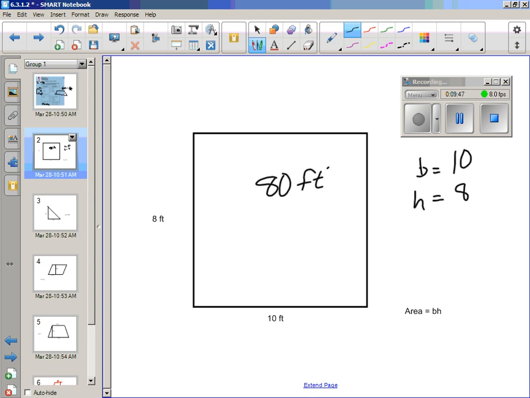Feet squared. Now, here's why it's feet squared. It's 10 feet times 8 feet. And what is feet times feet? Feet squared. Repeated multiplication gives us those exponents. That's why we have feet squared. And that's why when we do perimeter, we would just label the answer as feet because we're not multiplying anything.